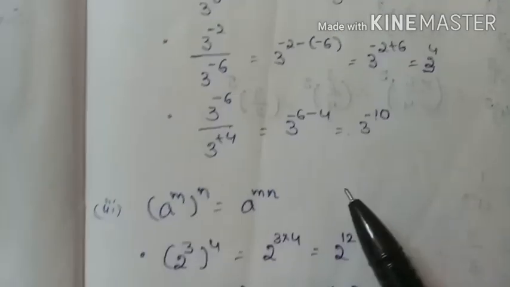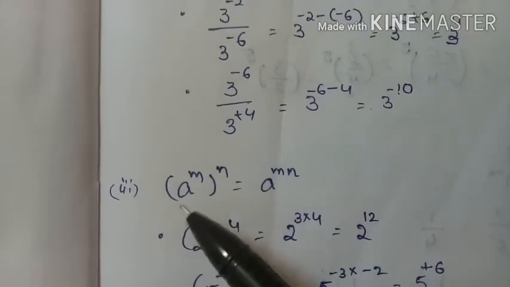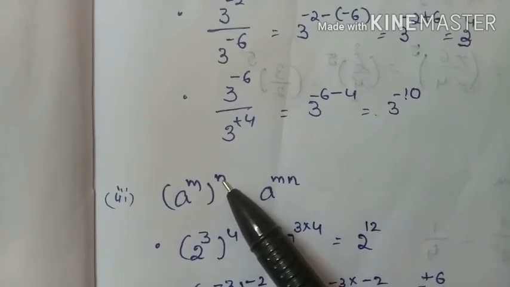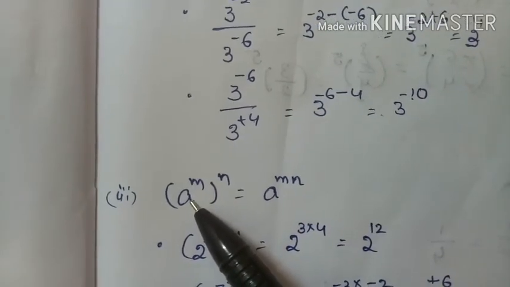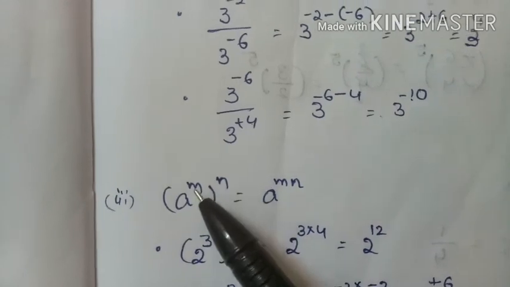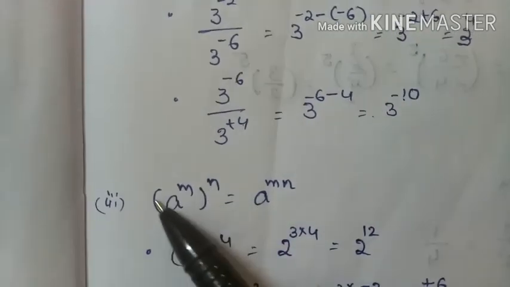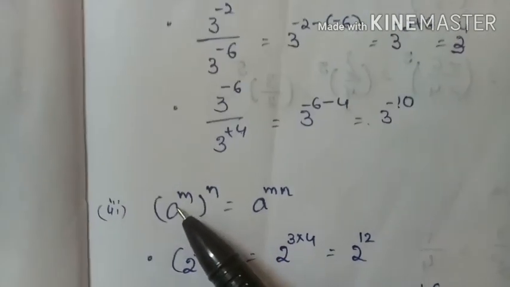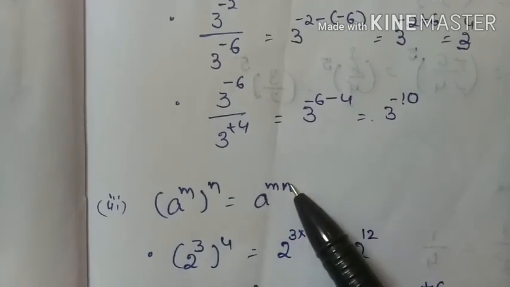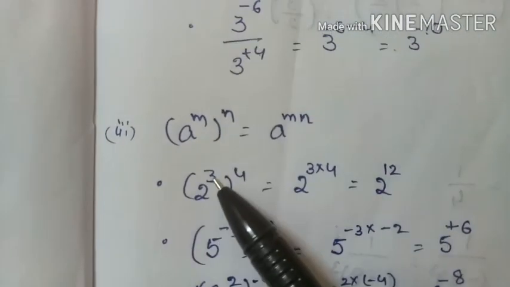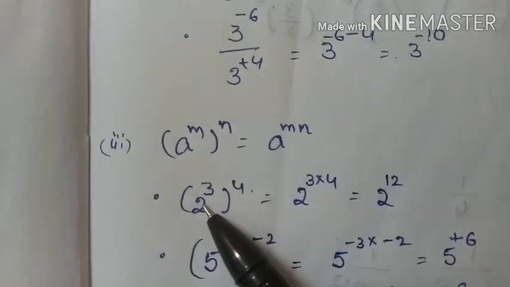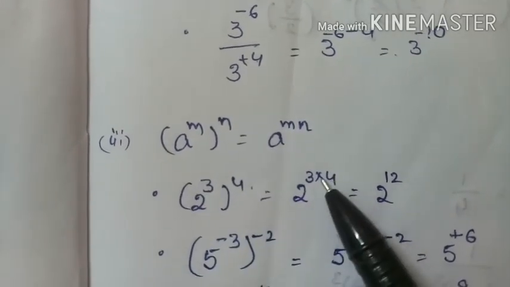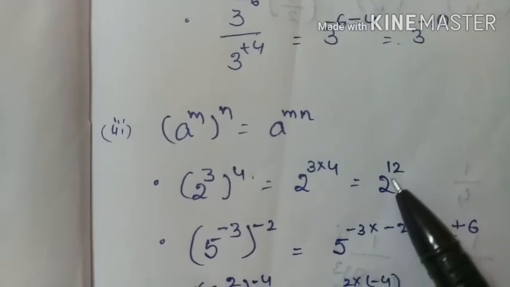Okay, next one, power of the power. A power of m whole to the power of n. So here there is only one base, but the powers are two. So a power m whole to the power of n, that means you should multiply the powers directly. A power of m n. Okay, example, 2 power of 3 whole power of 4, that is equal to 2 power 3 into 4, that is 3 fours are 12, 2 power of 12.